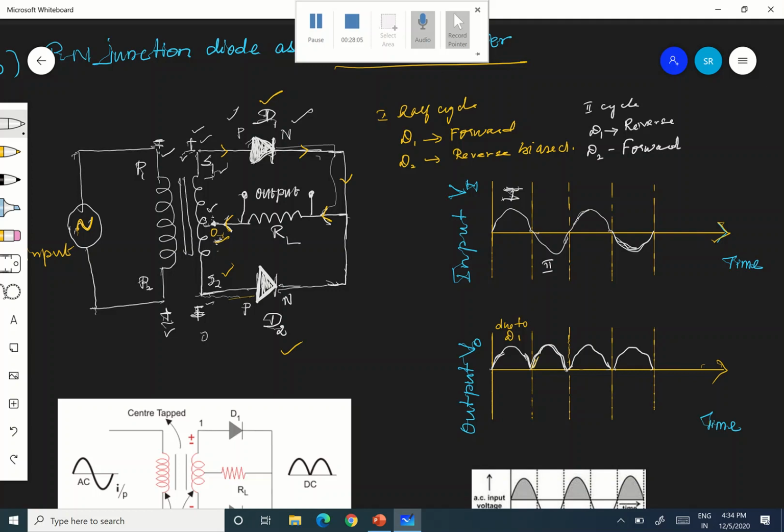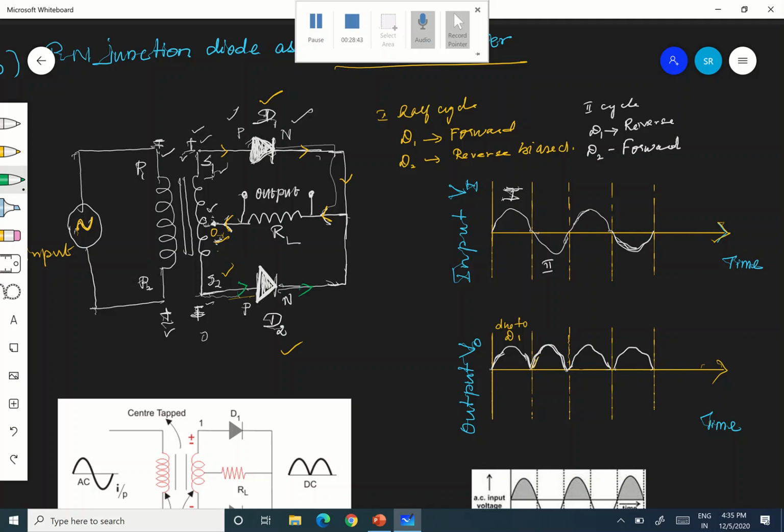Forward biased means it will conduct electricity. Reverse biased means it will not conduct electricity. Therefore, in the second half cycle, D1 won't conduct, but D2 conducts electricity. Therefore, there will be current in the circuit. How is the current in the second half cycle? Let me give you with some other color. In the second half cycle, current will be in this direction.